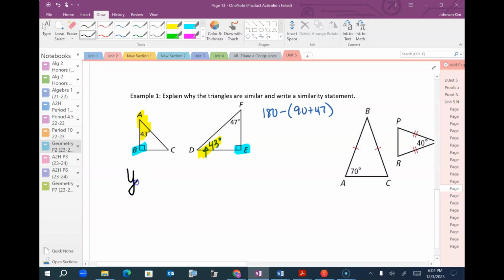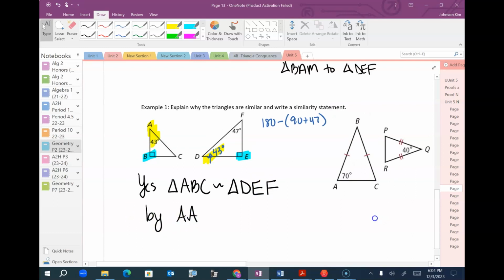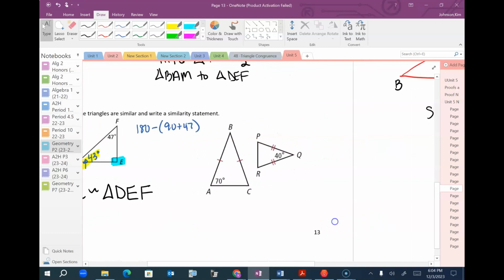So I can say yes, triangle ABC is similar to triangle, all right, that was 43, so that goes with angle D. And then the 90 degree is angle E, and then F by angle. All right, let's check here.